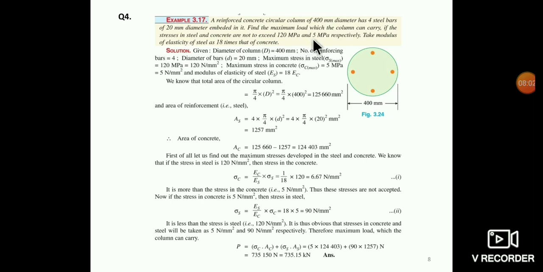Maximum stress in concrete is given as 5 megapascal, which means 5 Newton per mm square. And the modulus of elasticity of steel, ES, is equal to 18 times EC. So this is very important.